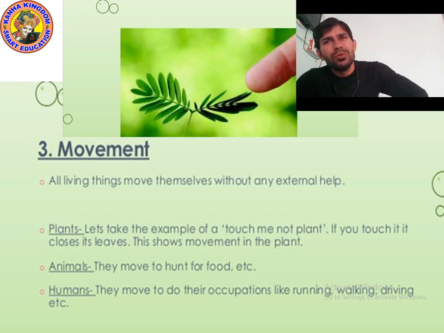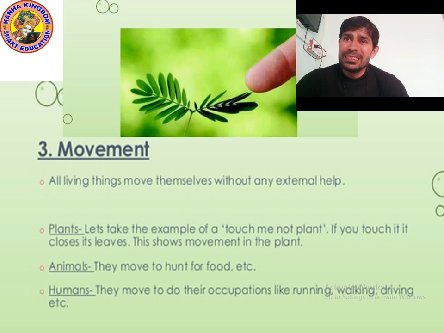So animals move to hunt for food, and we human beings can also move. We move to do our occupation, like running, walking, driving. And plants, let's take the example of the touch me not plant. As you can see in the picture, the name of this plant is touch me not plant.